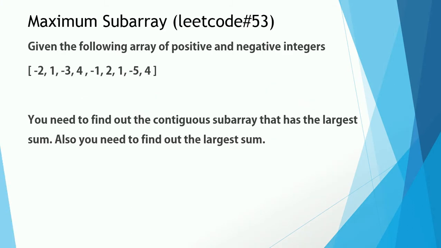You are given the following integer array. Note that this array is a mixture of positive and negative integers. You need to find the contiguous subarray which gives you the largest sum. In addition to the subarray, you need to give the largest sum.